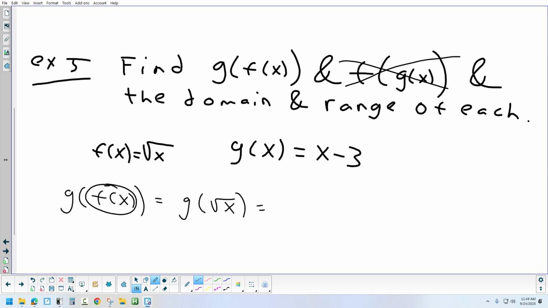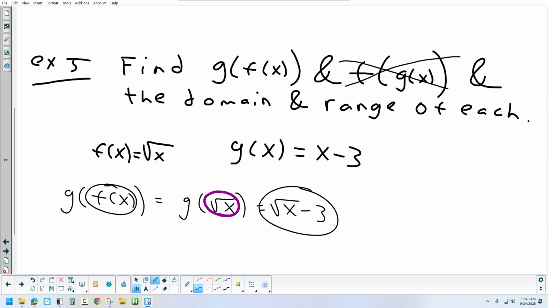Would it be the square root of x minus 3? Would the minus 3 be inside the root or outside? Outside. Yes, outside. There you go. Okay, so that's composing them. Now let's do the domain. What is the domain of the inside function?